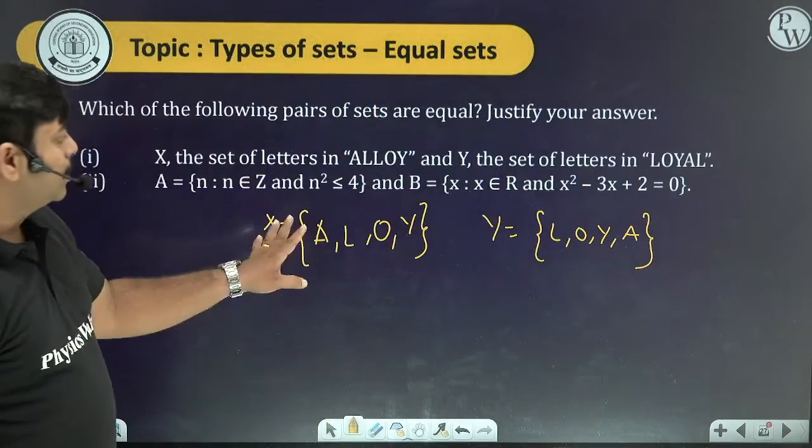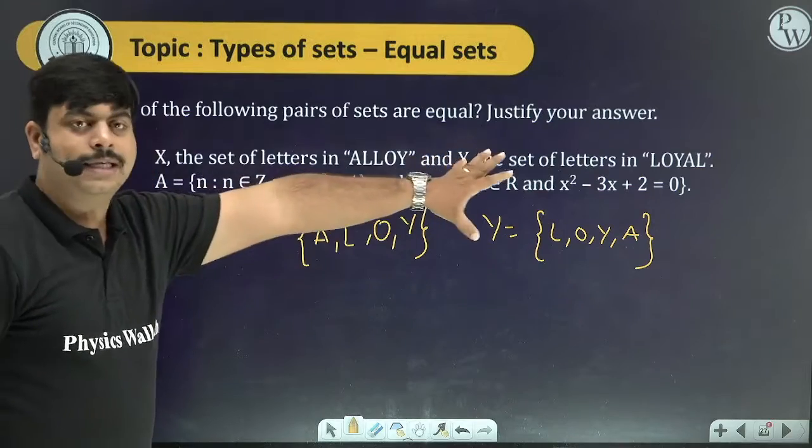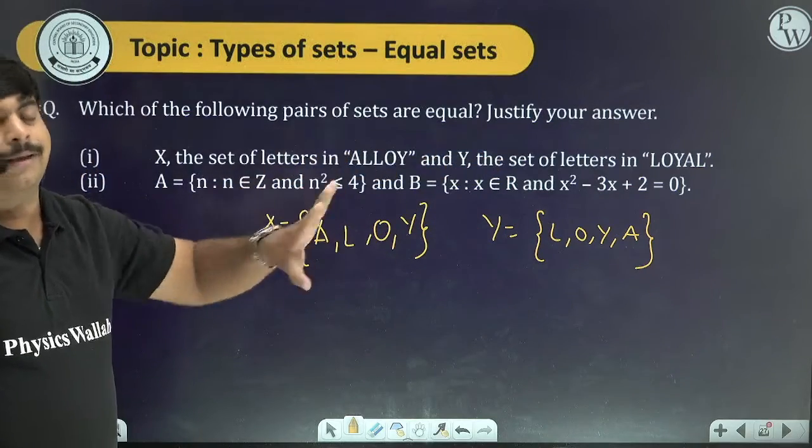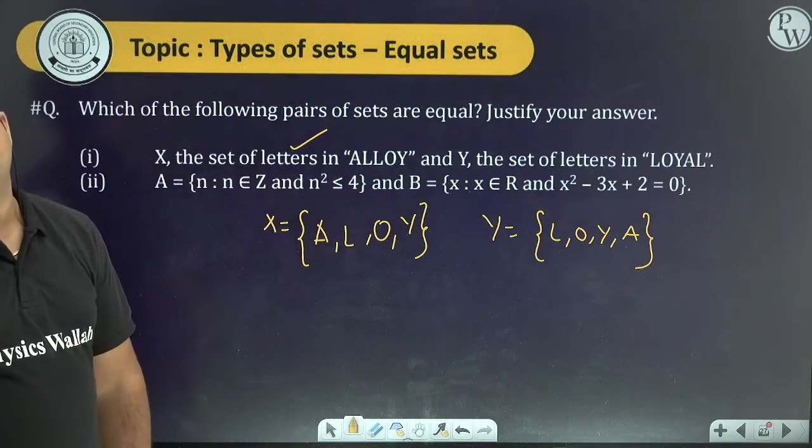So are these two the same? A is there, L is there, O is there, Y is there. So all four elements in both the sets are the same. So yes, I can say that the first pair are equal sets.